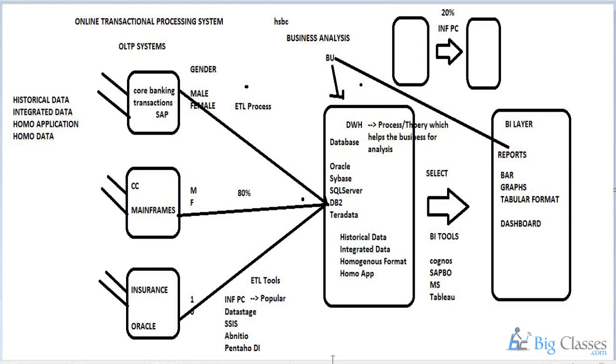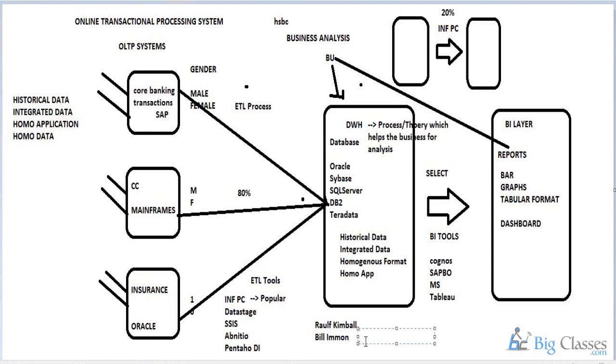So this concept of the data warehouse was basically proposed by two scientists. One is Ralph Kimball, and the other is Bill Inmon. According to Ralph Kimball, a data warehouse is a relational database management system which is helpful for the purpose of business analysis. But Bill Inmon has a different strategy. He has given some characteristics.